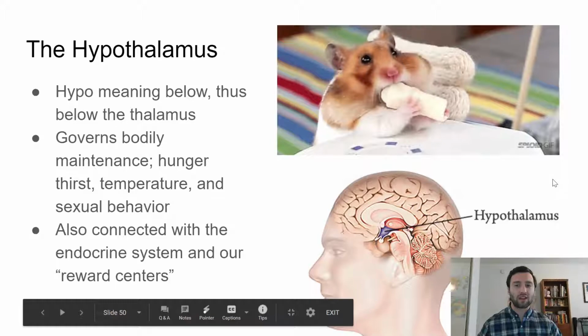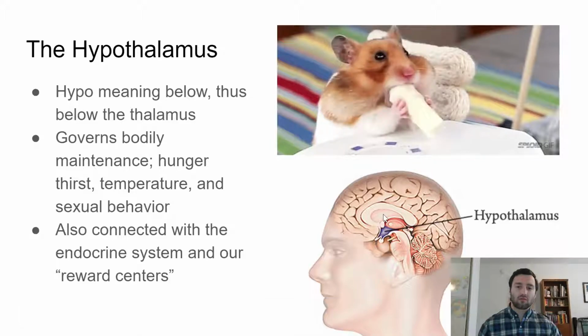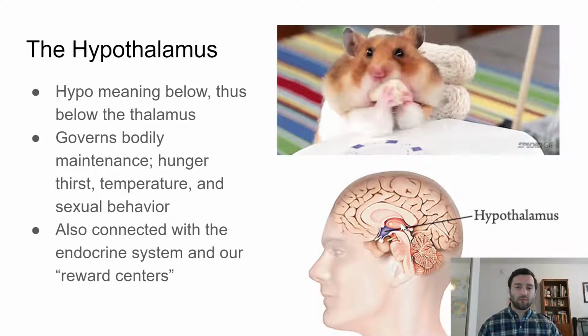Now, a nice way to remember the hypothalamus is that hypo means below, so it's just below the thalamus. If we look at this image here, here is our thalamus, that little egg-shaped structure right there, and just below it is our hypothalamus. Hypo means below the thalamus.